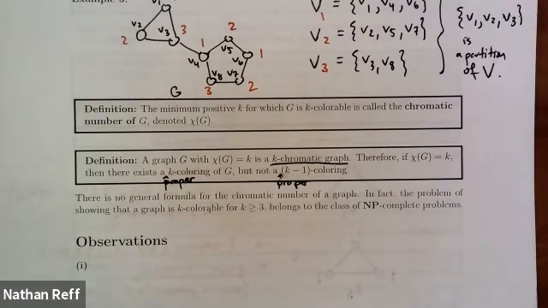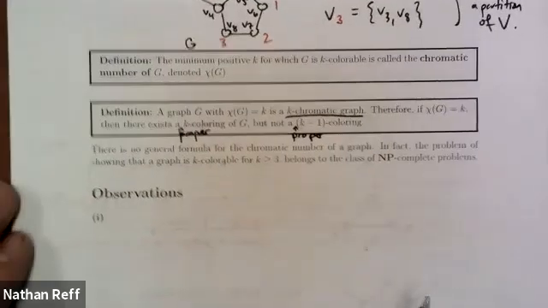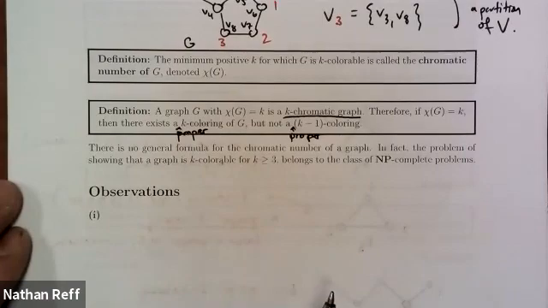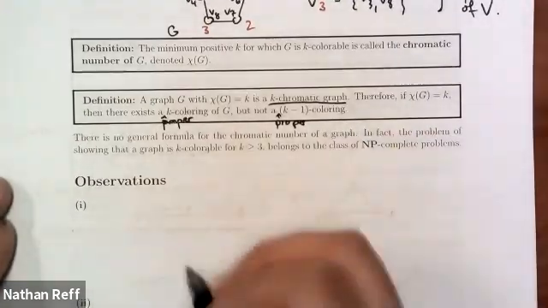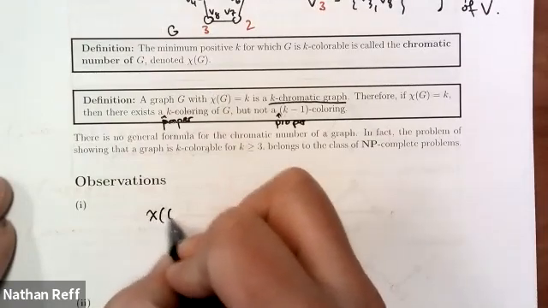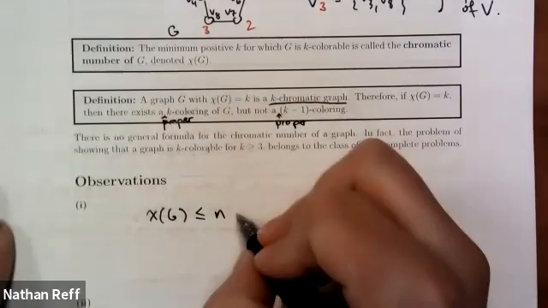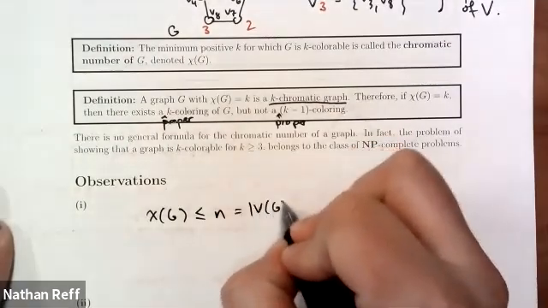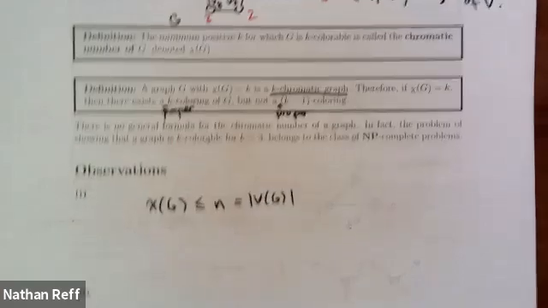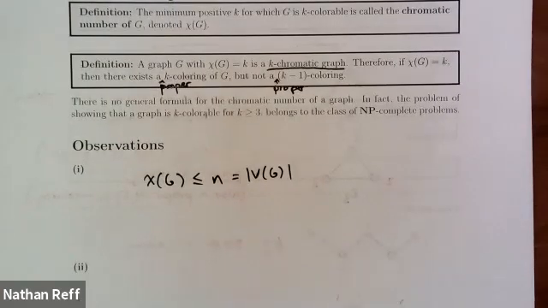Okay, let's go through some general observations. Let's start with some fairly simple ones. The first one: the chromatic number has to be less than or equal to n, where n is the number of vertices in the graph. Why is that? Well, there's only n vertices. So if I chose to color all the vertices differently, that will certainly always produce a proper coloring, no matter how many edges I have in the graph, right?